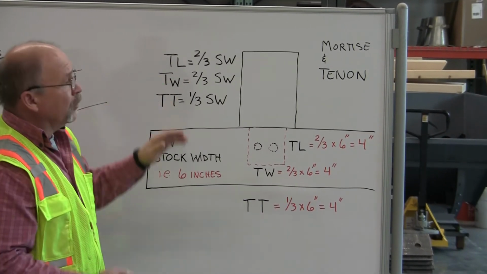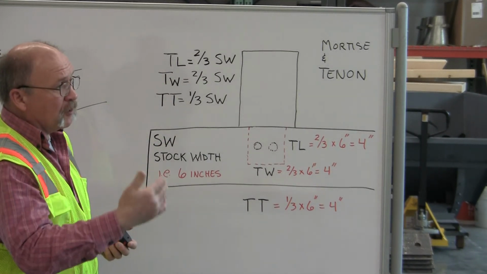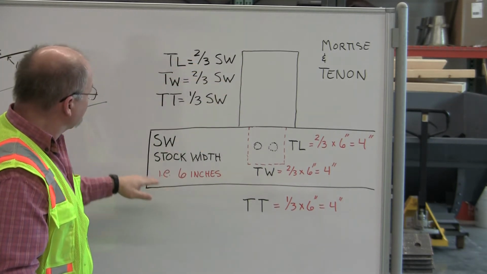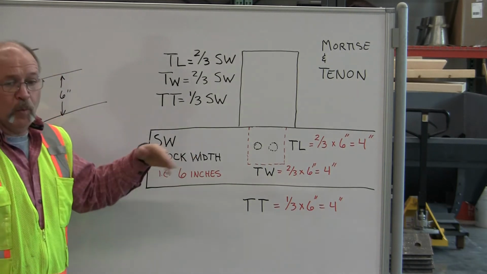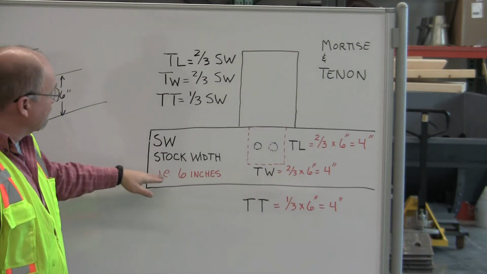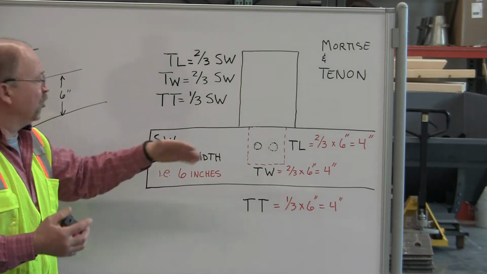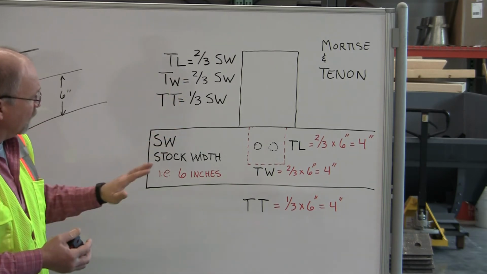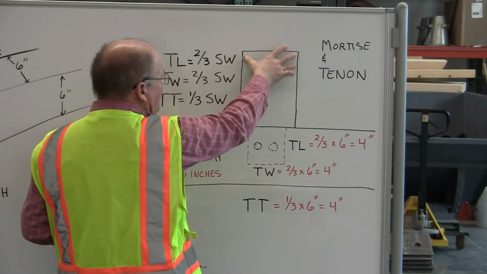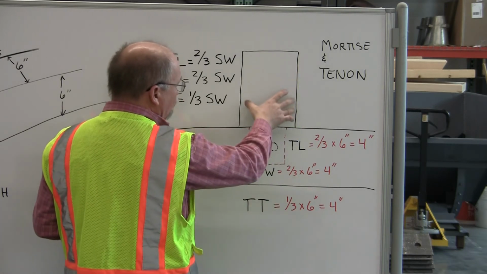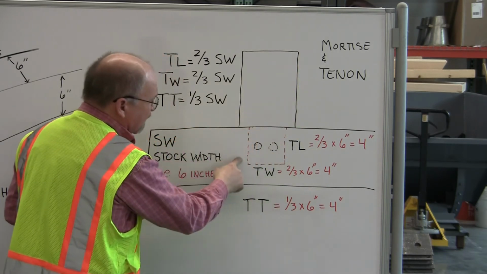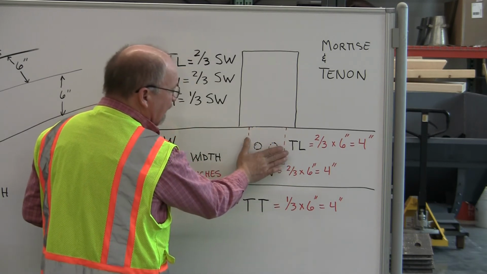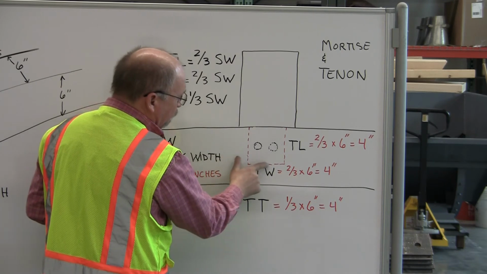As a base calculation, it's 2/3 times SW. SW refers to stock width. In our particular case, we have a 6-inch stock width. If it was 8 inches, or 10, this would change, and there would be a lot of different changes. So here is a member coming down into a cross member. It's just a simple structure, and here is the tenon illustrated internally, showing what's happening inside the lumber, with the dashed lines.